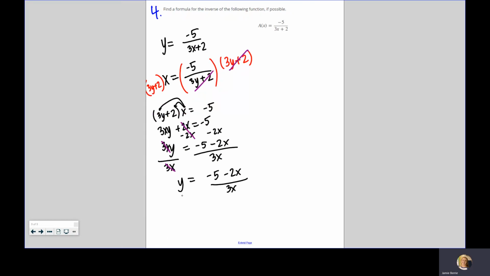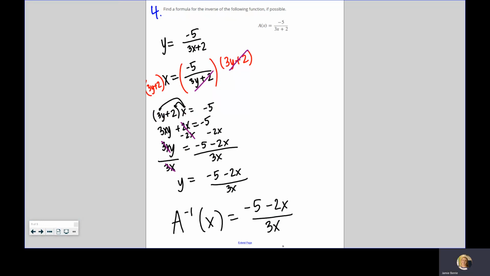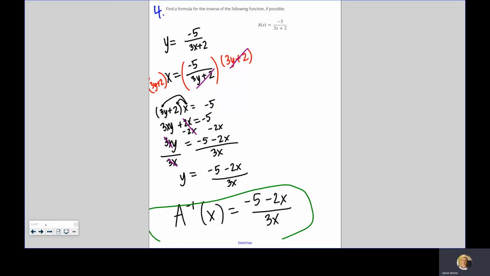And then our last step is to replace y with the inverse function notation. So that's, in this case, going to be a inverse, because this one was named a. A inverse of x equals -5 minus 2x over 3x. And you're done. Okay, let me move this up a little bit so it's not cutting anything off there.